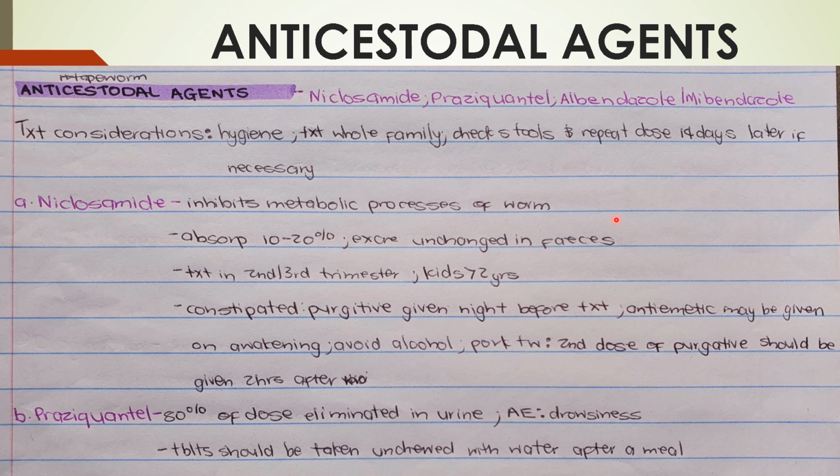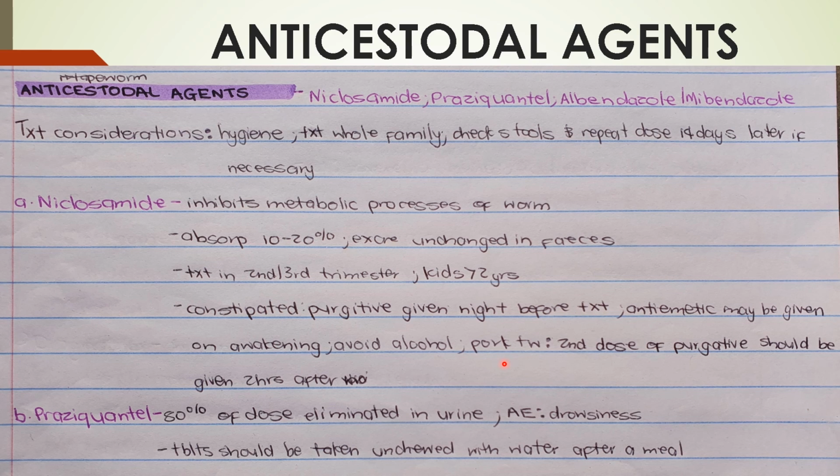So niclosamide inhibits the metabolic processes of the worm. Absorption is about 10 to 20% in the stomach, and it's excreted unchanged in the feces. Treatment can occur in the second and third trimester and in kids older than 2 years. If constipated, you first give the purgative the night before the treatment and you give the drug the next day. And an antiemetic or anti-vomiting medication may be given because it does cause nausea, and you need to avoid alcohol.